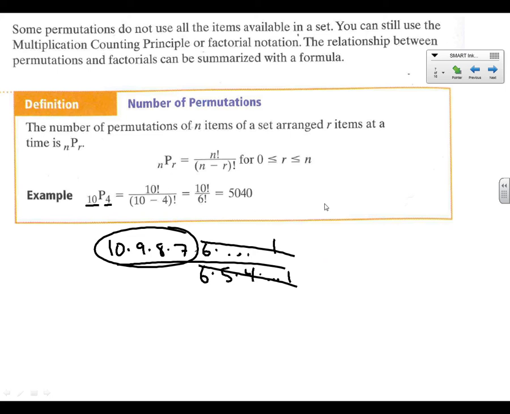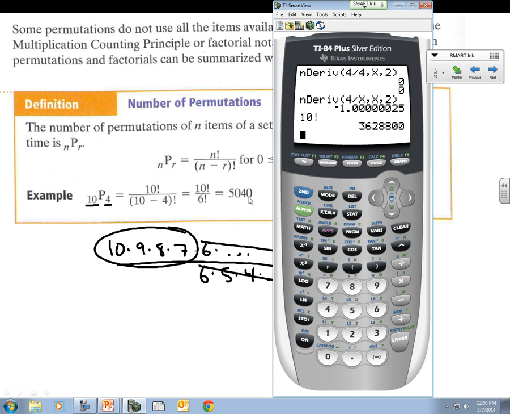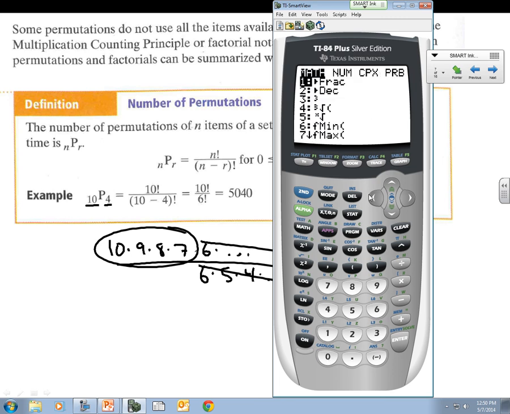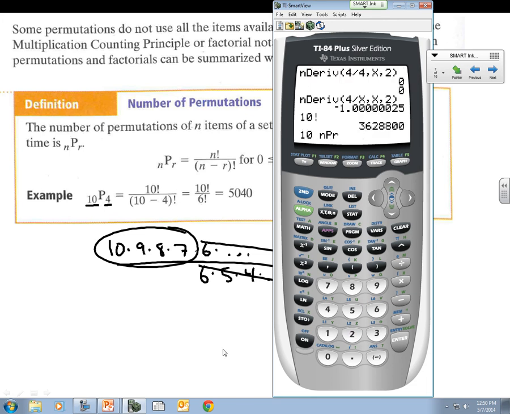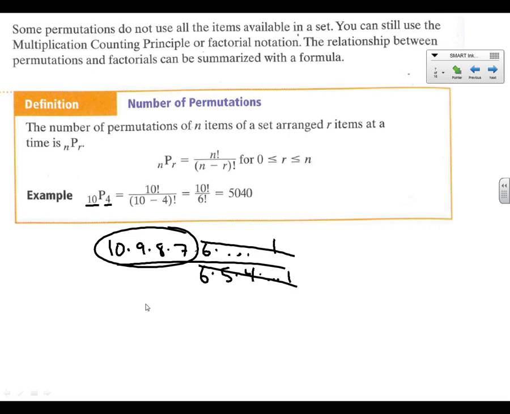And we can do this in our calculator as well. You'll see here that 10P4 is 5040. If we type 10, go back to math, go back to probability, and go to nPr, number 2. And then we type the second number 4, 5040. It'll do it for us as well. Okay, so you need to know how to do this by hand. You will be asked to do that, but have the calculator to check yourself as well.